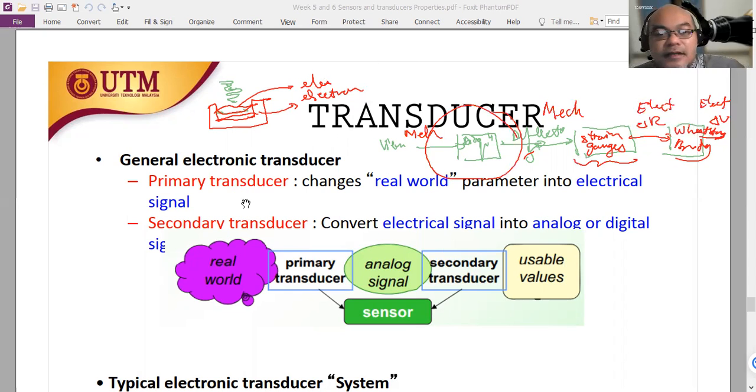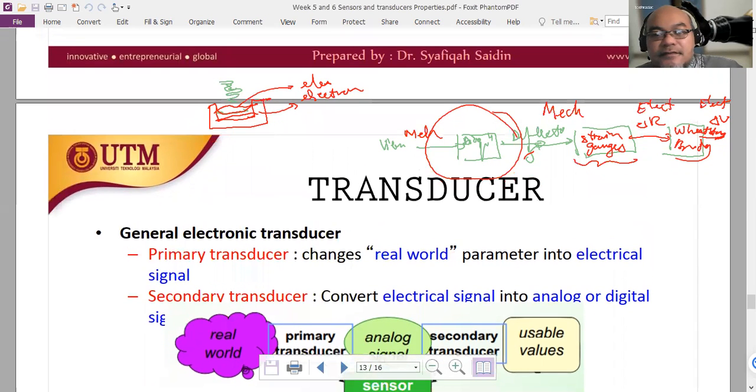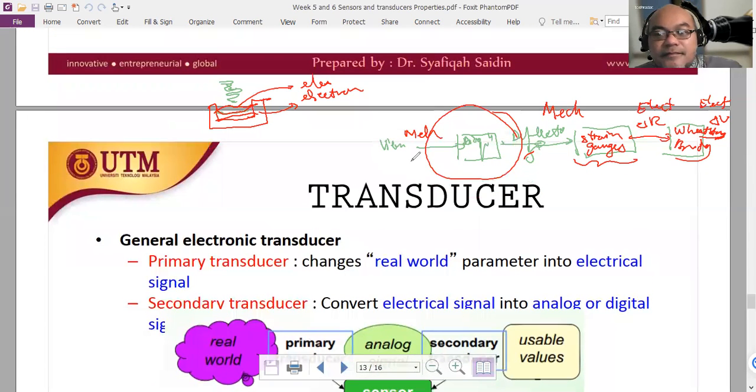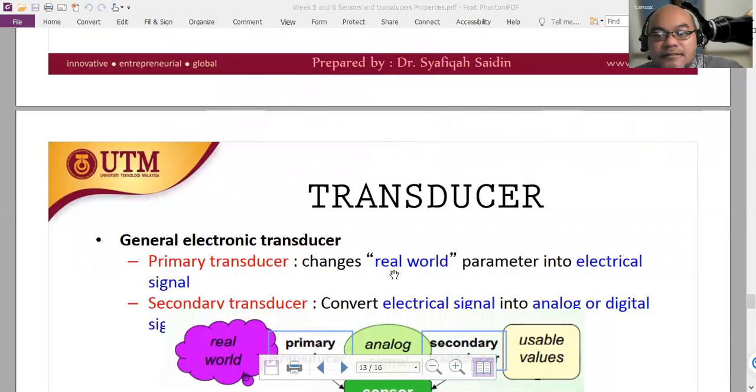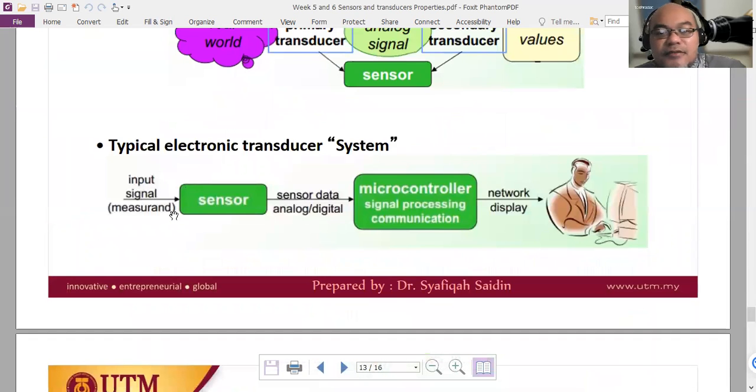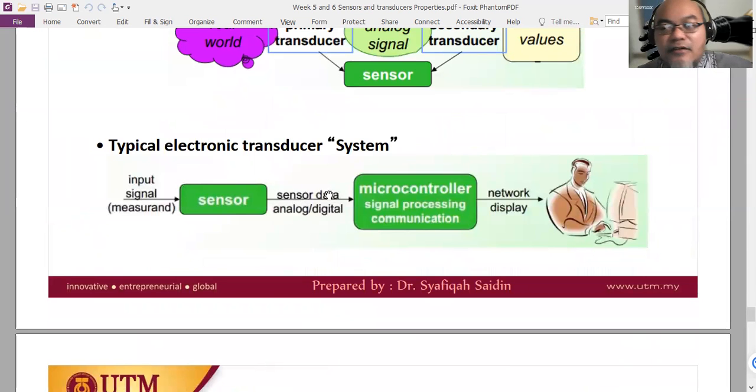Then in a typical electronic transducer system, usually the input or signal or measurement will be converted by the sensor into sensor data, either in the analog domain or digital domain. Then it is inputted into a microcontroller for signal processing, and then for communicating to a network or for display.